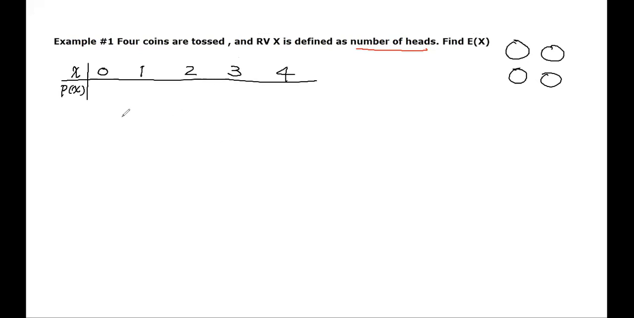And then the probability of getting 0 heads, meaning all of the 4 coins are tails, is 1/16, and this is 4/16, and this is 6/16, I'm sorry, and this is 4/16, and this is 1/16.